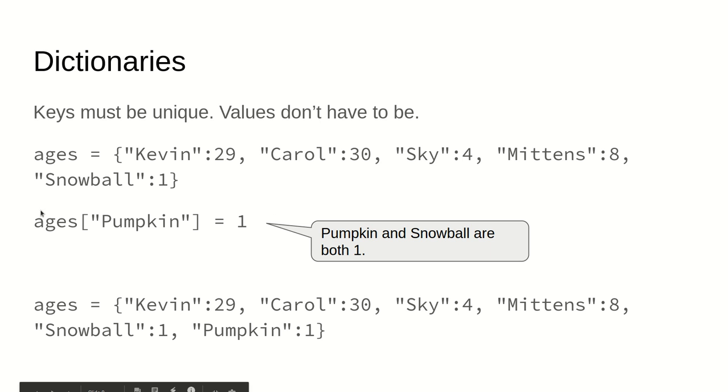Here we've added another entry to the dictionary. We've added Pumpkin, who's age 1, and that's okay to have 2 entries that both have the same value. Snowball is 1 and Pumpkin is 1, and that makes logical sense. We can know multiple people who are the same age, but also I want to point out that that is valid for a dictionary, that you can have 2 different keys that map to that same value. What you cannot have is 2 of the same key.